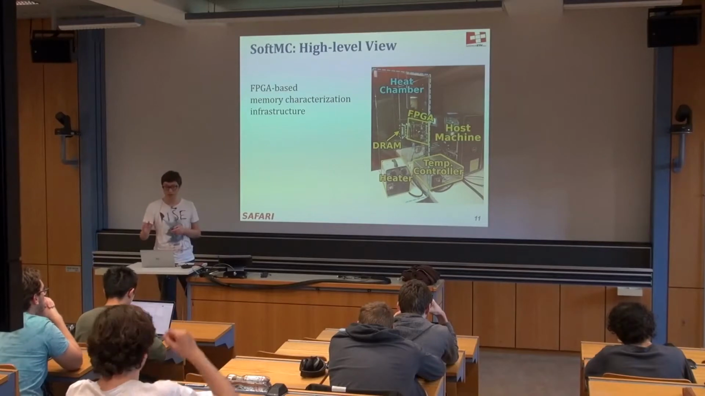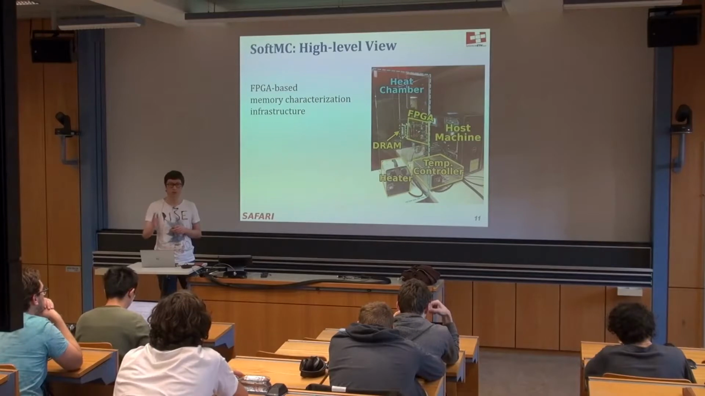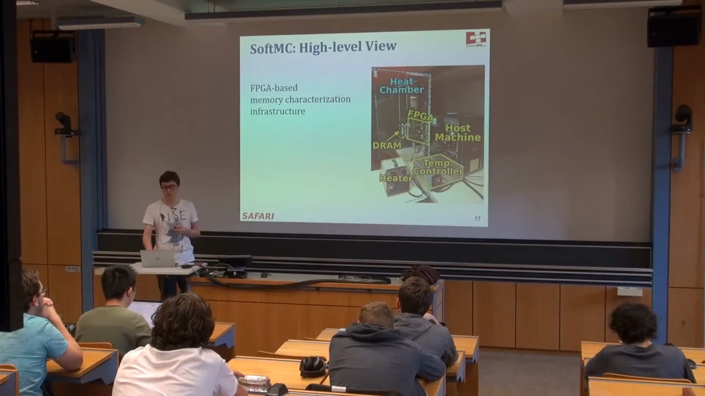So if you want to analyze, let's say, the effect of reducing timing parameters, you have to be sure that you're running at constant temperature. If you cannot achieve that, you don't know if the errors you get are due to increasing temperature or reducing the timing parameters. And every time you will get maybe random results because of fluctuation in the temperature.